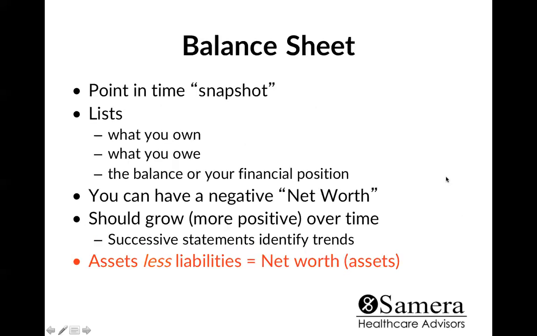Quite straightforward. The balance sheet, as I mentioned, is a point in time. It's a snapshot and lists what you own, what you owe, and the balance of your financial position. So if your assets are worth more than your liabilities, so if your goodwill and your equipment is worth more than the loan that you've got, you have a positive net worth.